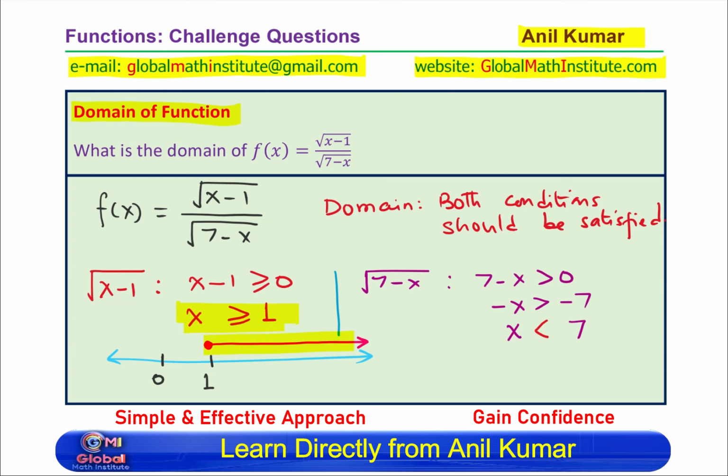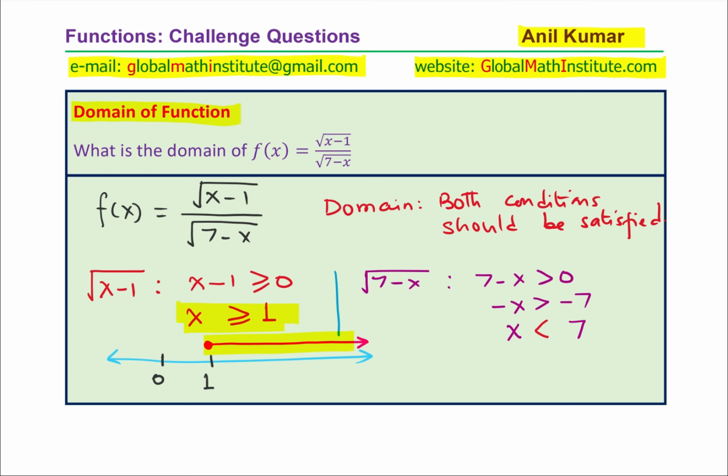Now solution number 2. Let me highlight it in a different color. x is less than 7, right? So let us say this is 7 for us. But 7 is not included, so I'm putting a hole here. Do you see that? And it is the portion like this. Now what is common between the two? The common part is between 1 and 7. You see that? So that becomes the domain of the function.